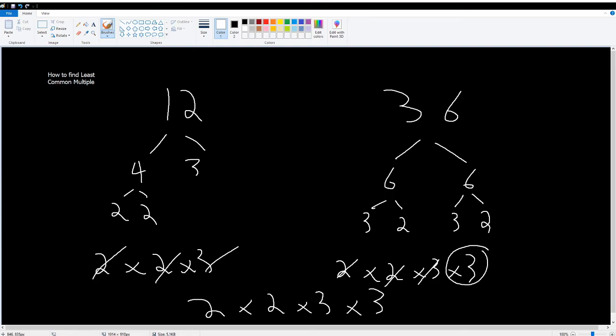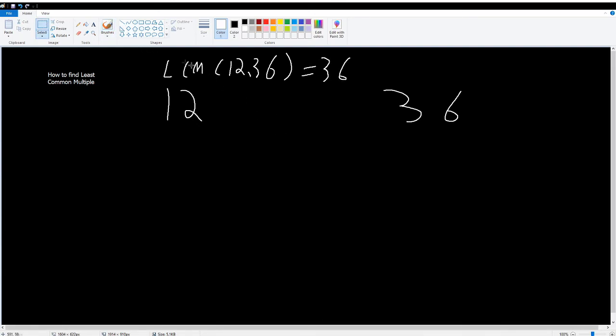So 2 times 2 is 4. 4 times 3 is 12. 12 times 3 is 36. So LCM of 12 and 36 is just simply 36, right? So 36 is a multiple of 12. Okay. Let's do another example.